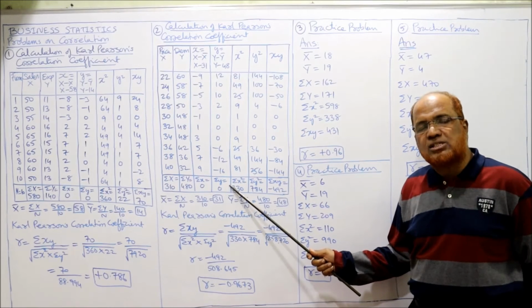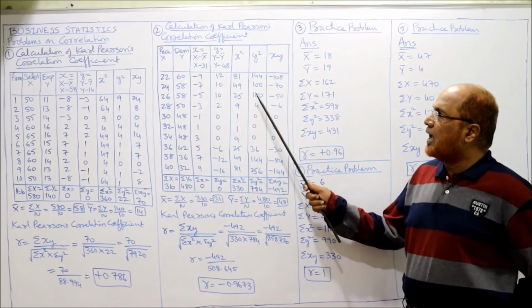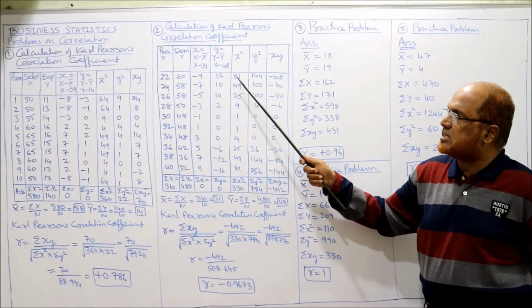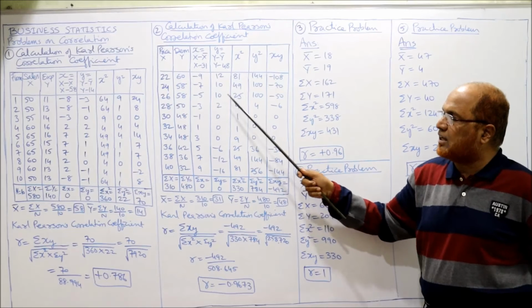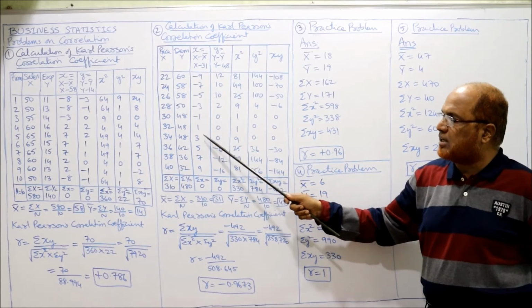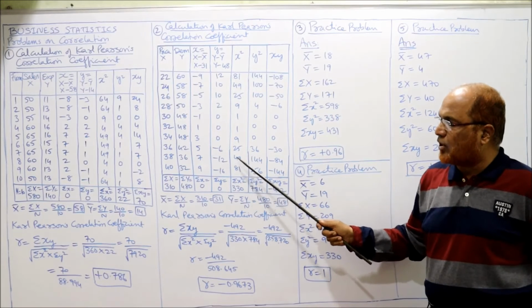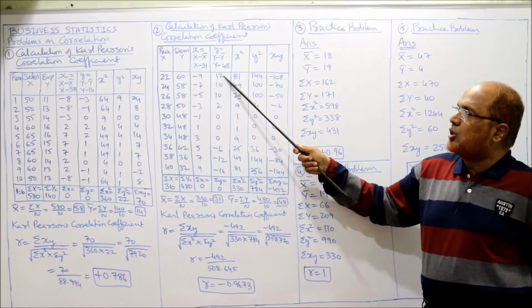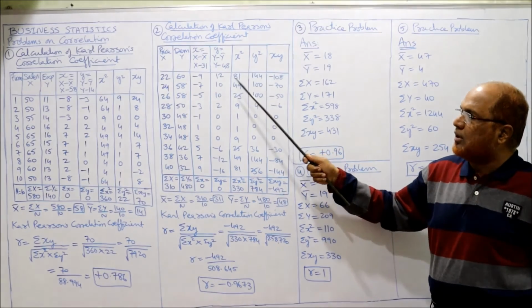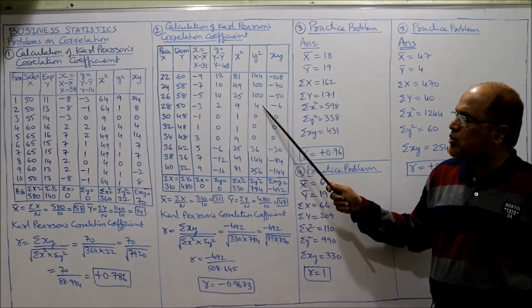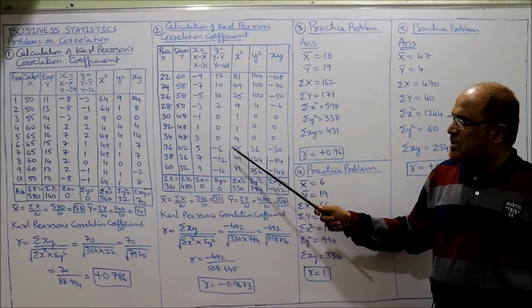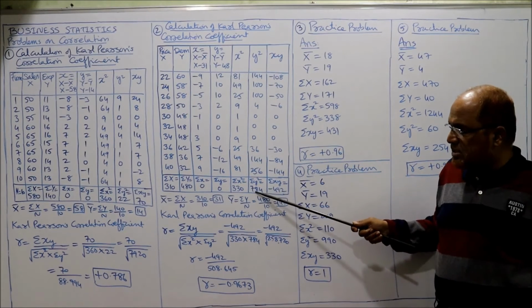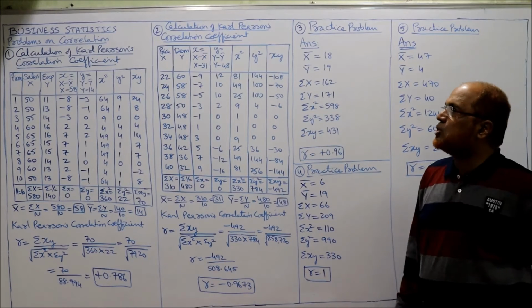X square, y square and xy. 3 more columns. X square, यहाँ पर x के values है, square करेंगे. 9 9s are 81, 7 7s are 49, 5 5s 25, 3 3s 9, 1 square 1, 1 square 1, 3 square 9, 5 square 25, 7 square 49, 9 square 81. The total of x square is 330. Similarly, y square: 12 square, 12 into 12, 144, 10 square 100, 10 square 100, 2 square 4, 0, 6 square 36, 12 square 144, 16 square 256. Take the total, 784.